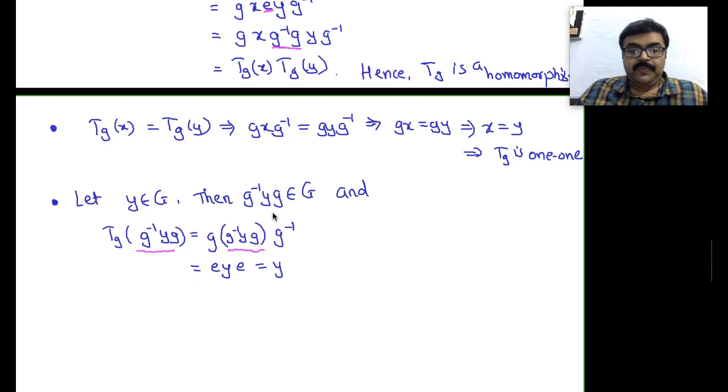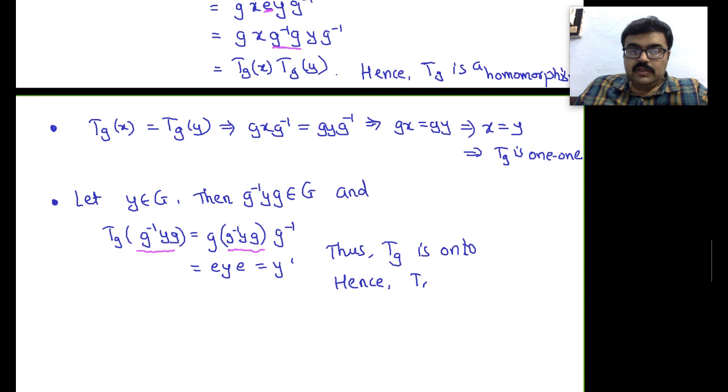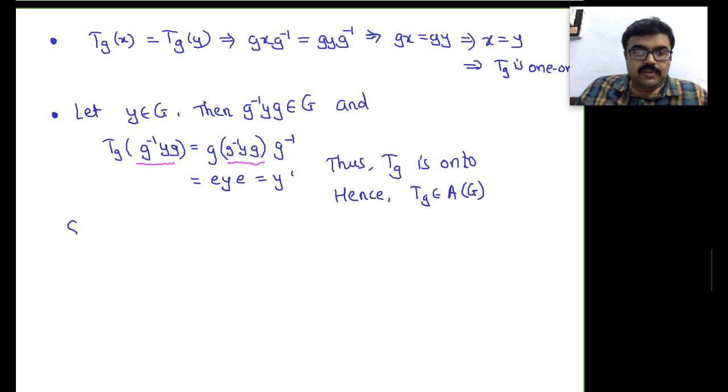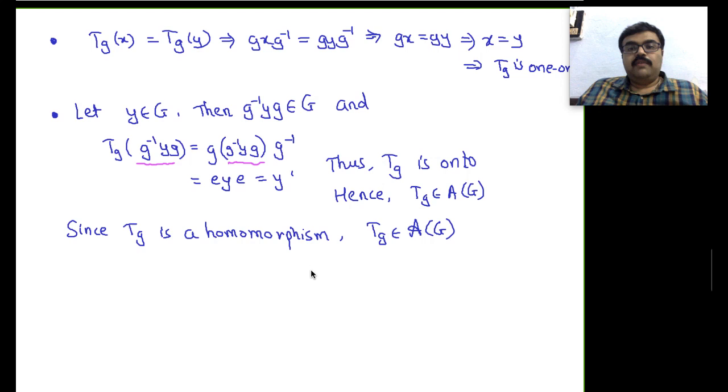So then this T is onto. Tg is onto. So hence Tg belongs to Ag, and since T is a homomorphism, Tg is a homomorphism, and it is in Ag, so that means it is a homomorphism which is bijective. So Tg belongs to Aut G. So we have got an automorphism.